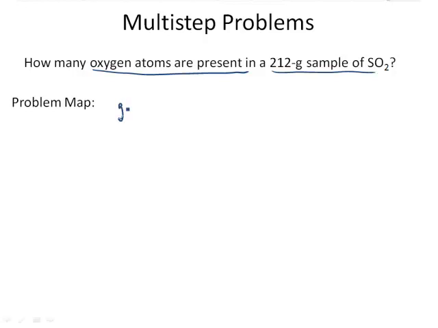So we have grams of SO2, and what you think about is, well, what can I convert that into? I can convert that into moles of SO2, because I can use the molar mass to do that. From moles of SO2, I can convert that into moles of oxygen, because I know there's just 2 oxygens for each SO2, and from moles of oxygen, I can go to atoms of oxygen. So that's a good way of doing this problem. And so each of these will be one different calculation, one different conversion that we would have.